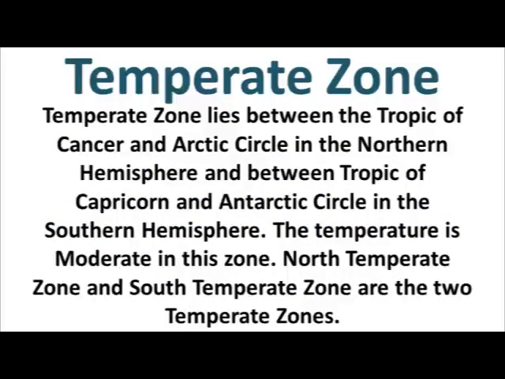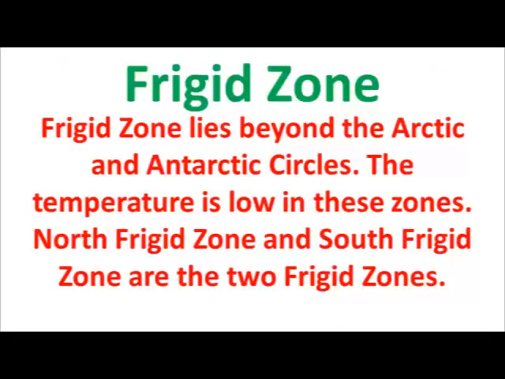Temperate zone. Temperate zone lies between the Tropic of Cancer and Arctic Circle in the northern hemisphere and between Tropic of Capricorn and Antarctic Circle in the southern hemisphere. The temperature is moderate in this zone. North Temperate Zone and South Temperate Zone are the two temperate zones. Frigid zone. Frigid zone lies beyond the Arctic and Antarctic circles. The temperature is low in these zones. North Frigid Zone and South Frigid Zone are the two frigid zones.